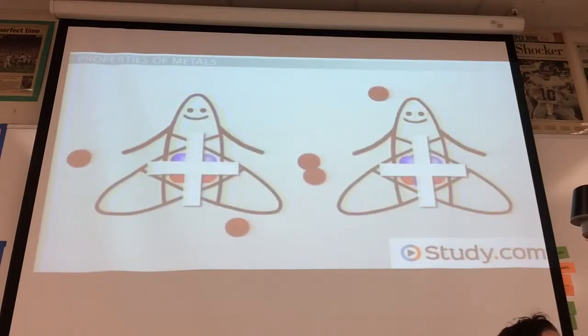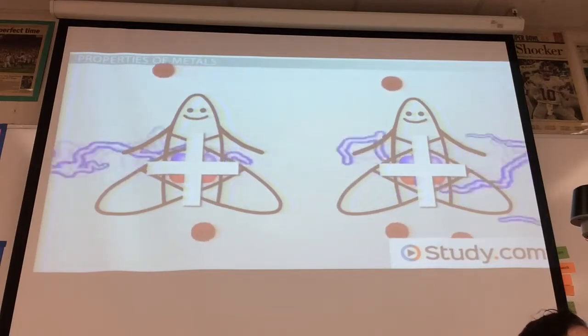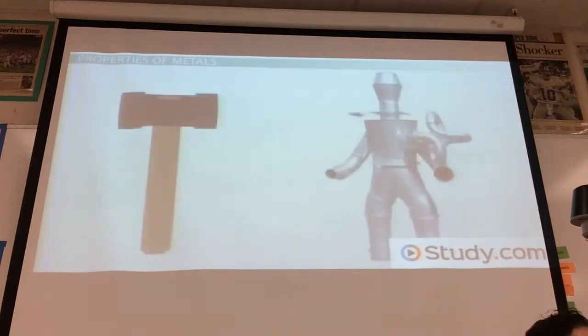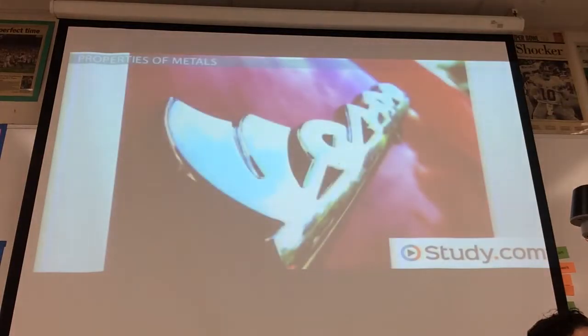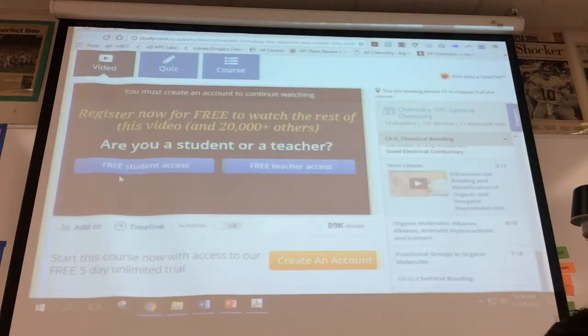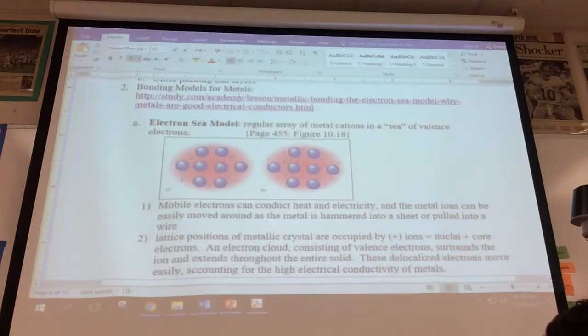The electron sea model explains many of the physical properties of metals. They are good electrical conductors because the electrons flow freely in them. They are malleable because of the drifting electrons and because the cations slide easily past each other. They reflect light because of the free electrons. You got the point.